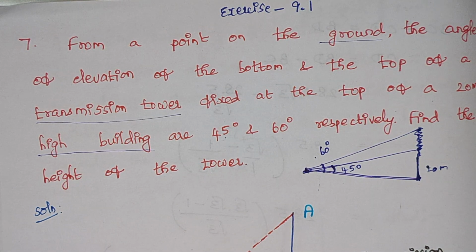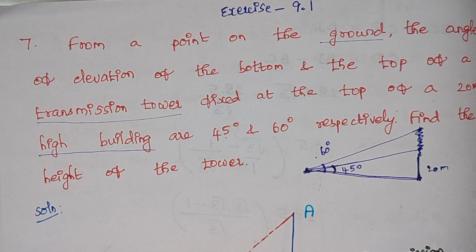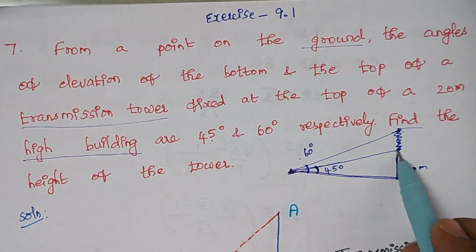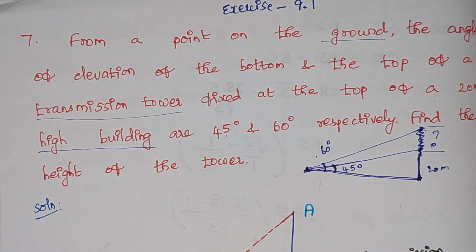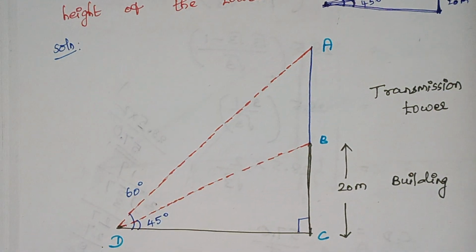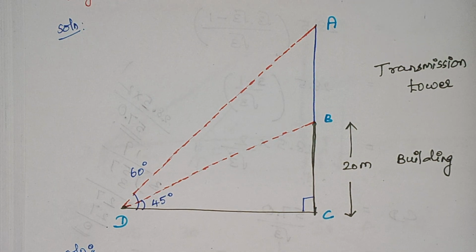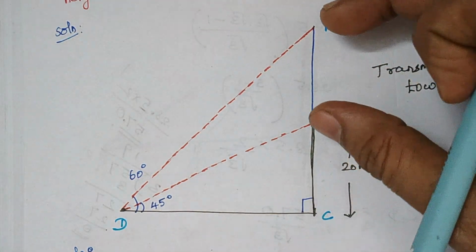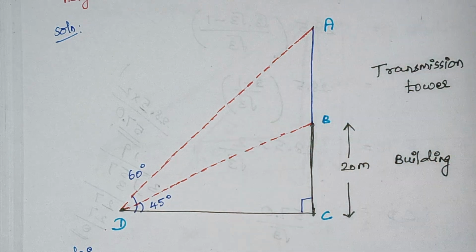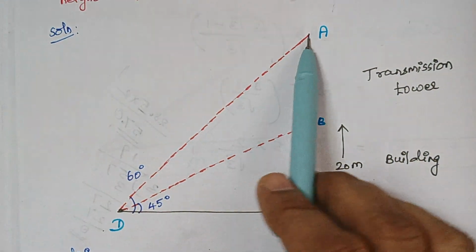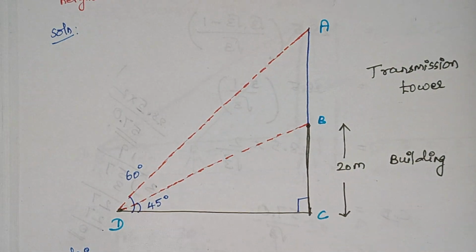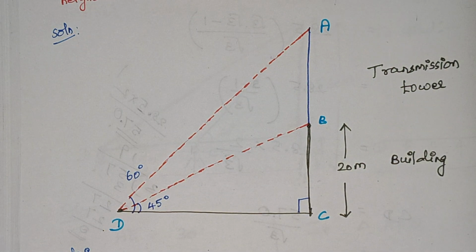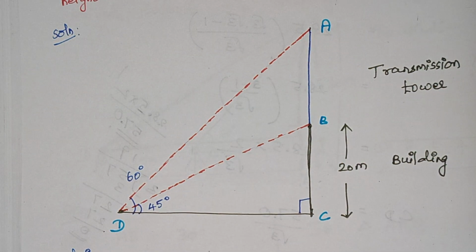Now we have to find the height of the tower. So what is the height of the tower? This is your tower and you have to find this value, right? So you see, I have drawn a diagram here, right? So there is a building. On the top of the building there is a transmission tower and you are looking at the top of the transmission tower as well as the bottom of the transmission tower with some angles, right? Now finally you have to find this AB, right?